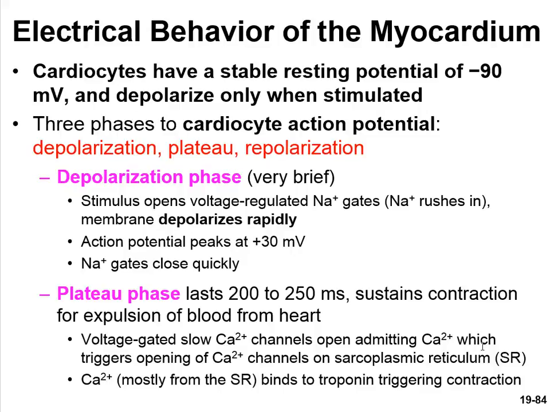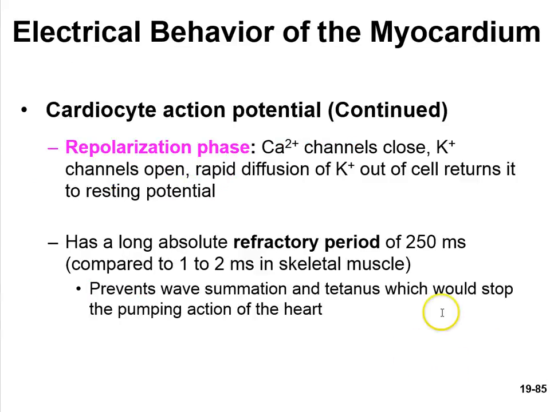So during this, the voltage-gated slow calcium channels open, emitting calcium, which triggers the opening of calcium channels on the sarcoplasmic reticulum inside those muscle cells. Then the calcium binds to the troponin proteins, which triggers the contractions. Then the repolarization phase, the calcium channels close, potassium channels open, we get the rapid diffusion out of the cell to return it to its normal resting potential.